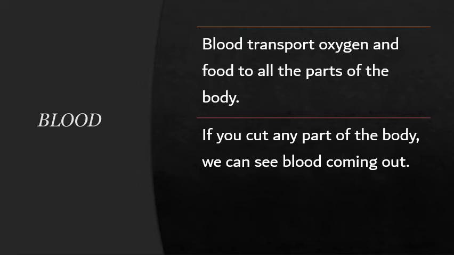It is present inside our body everywhere, even in the tip of your toe and in your head. So blood transports oxygen and food to all parts of our body. The food that we eat gets digested in our digestive system, and all the nutrients get inside the blood, and this blood carries the nutrients to all parts of the body. Same thing with oxygen. The oxygen that we breathe in is taken by the blood in the lungs, and it takes it to all parts of our body.